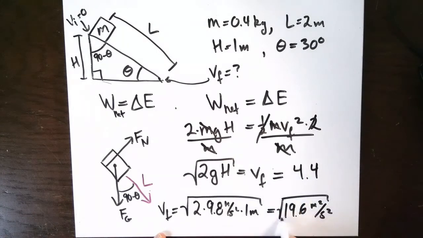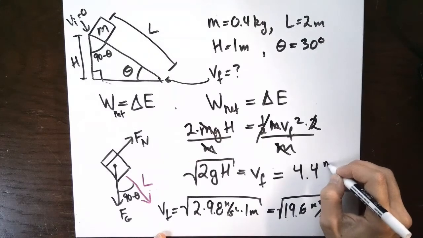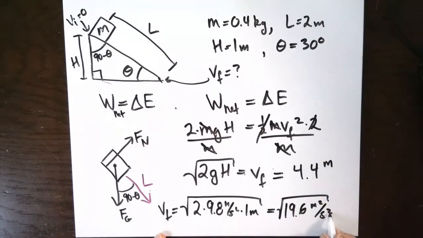4.4. That's the square root of 19.6. And the square root of meter squared is meters. And the square root of 1 over second squared is 1 over seconds. And that's the units we want for final velocity. So that's how we could use this work energy theorem to find final speeds.